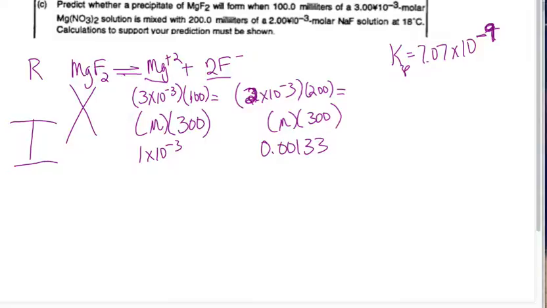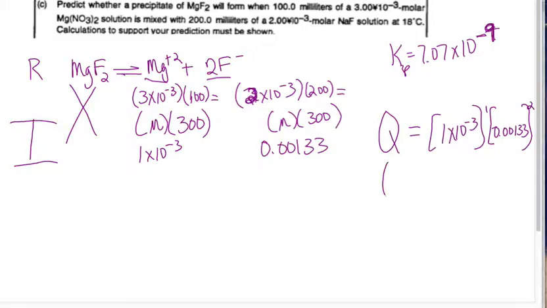What do we do? Find Q to figure out direction of shift. We already have our expression that you can go back and refer to. 1 times 10 to the negative third to the first times 0.00133 squared. So Q is equal to 1.769 e negative 9.